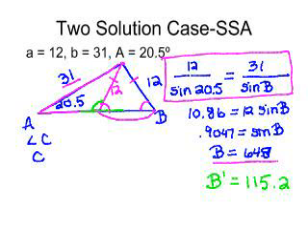Alright, so that then is going to give you a different measure for angle C. So now you're going to add the 115.2 to the 20.5 and take it from 180, and that'll give you a new measure for angle C. So notice this angle up here, C, is different than the C in our first triangle. Okay, so that one's going to be smaller, and then you're going to have a different side length, C.